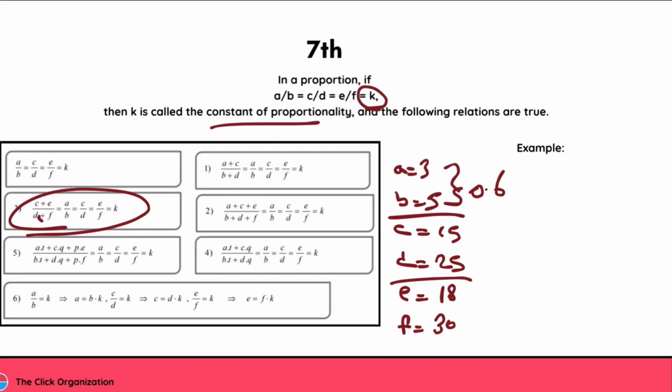So C plus E, my C is 15 plus E, which is 18, divided by D plus F. So D 25 plus 30, right?